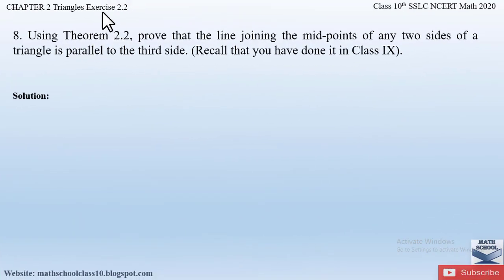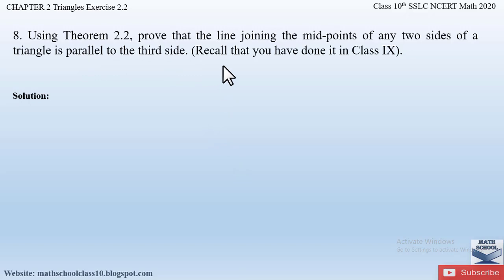Question number 8 from exercise 2.2, chapter 2, triangles says, using theorem 2.2, prove that the line joining the midpoints of any two sides of a triangle is parallel to the third side. In the brackets they have mentioned, recall that you have done it in class 9. Using theorem 2.2 means the converse of the basic proportionality theorem. So using that theorem, we have to prove that the line joining the midpoints of any two sides of a triangle is parallel to the third side.